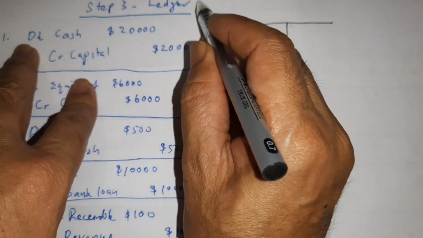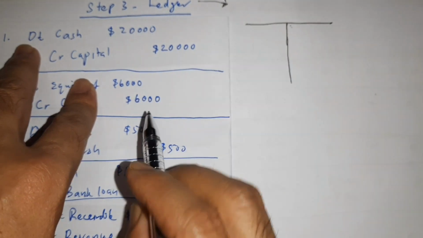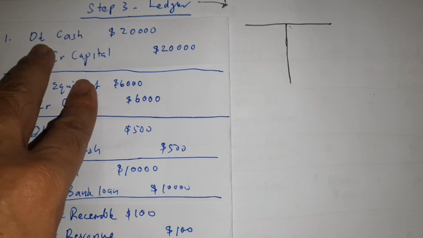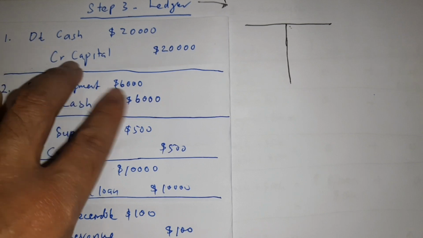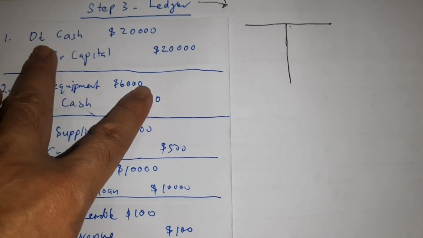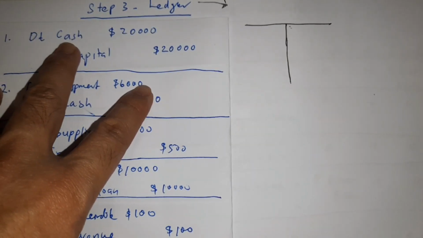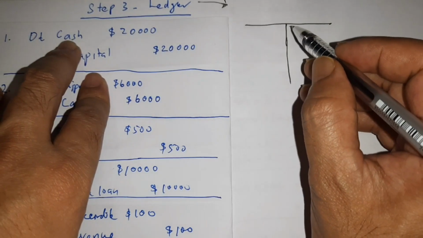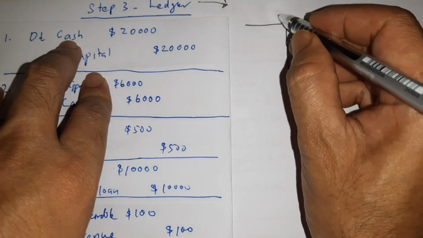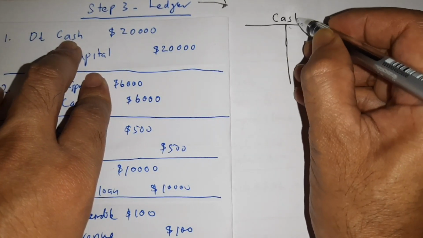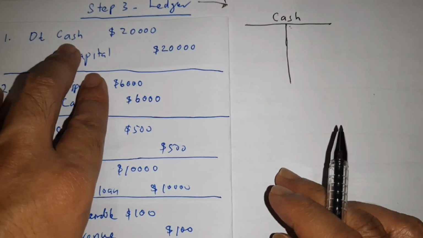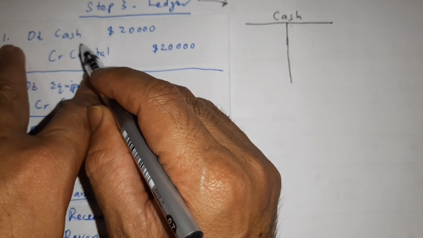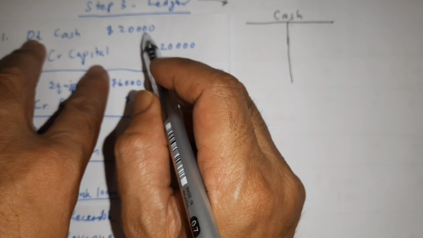This is the ledger. Okay, see here. The first journal entry is debit cash and credit capital 20,000. When you see debit cash, you know you have to create an account for cash. So this is the T account. You have to give cash a T account. So you create an account for cash. Here the date is number 1, debit cash 20,000.